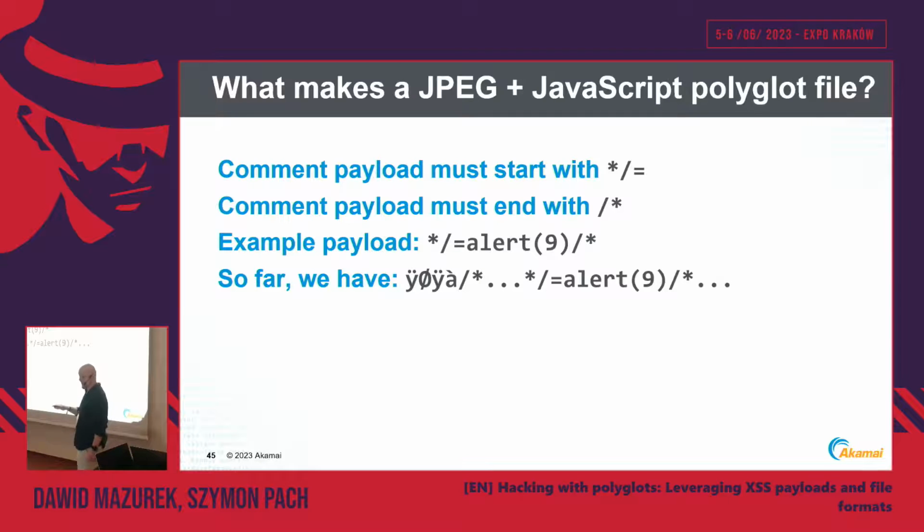So far, if interpreted as a JavaScript file, we have this YOYA, weird 4 bytes, non-ASCII characters, the opening of a multi-line comment, some bytes until we place our comment in JPEG, and then we have the closing of this multi-line comment, some payload, and the opening of another multi-line comment.